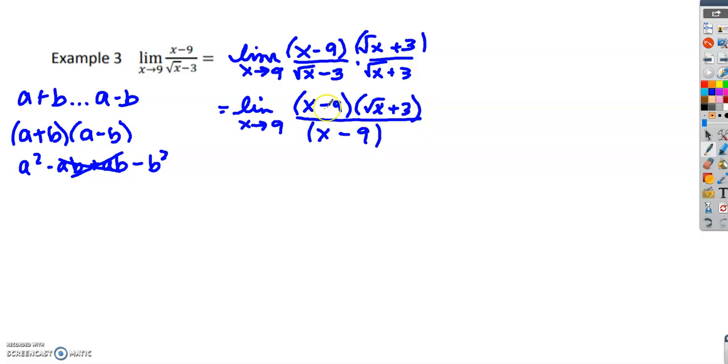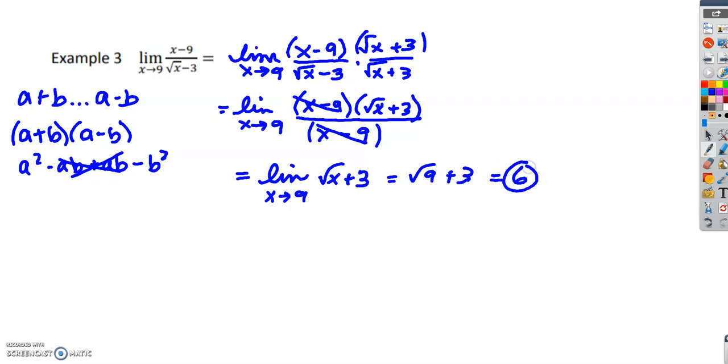Check this out. We found that 0 that we can cancel. Again, remember, if I plugged in 9, I get 0 here and 0 here. That was the whole 0 over 0 business from the beginning that we could cancel. So now, notice I still have my limit. I've got root x plus 3. Now I can plug in my 9, and I end up with 6.